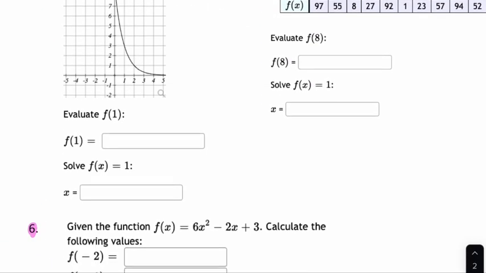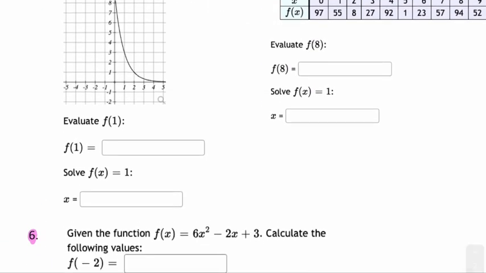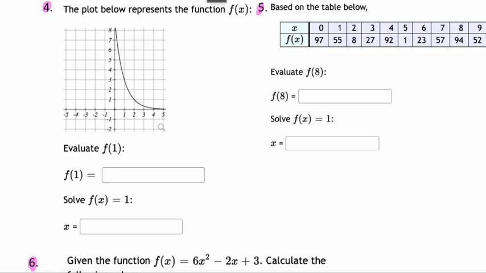Okay. Let's take a look now at 4 and 5. So on 4 and 5, it says evaluate f at 1. So you're going to go to an x value of 1. You're going to go up onto the graph, and really f of 1 is just the height. That is the point 1, 3. So that tells us that f of 1 is equal to 3. Now, the next question is different.